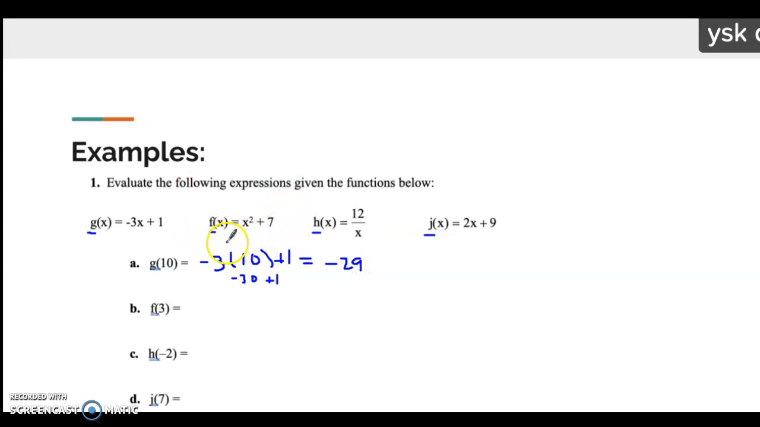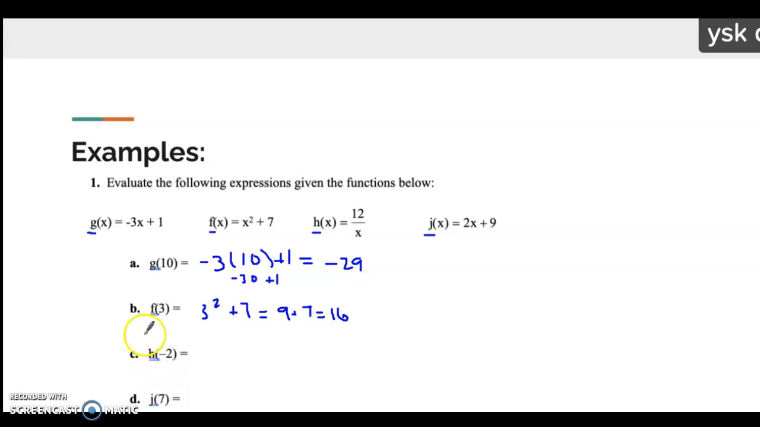I'm going to do the same thing for this one, f of x. So I'm going to find the one that says f. And I'm going to plug in a 3. So I'm going to do 3 squared plus 7. Well, 3 times 3 is 9. 9 plus 7 is 16.